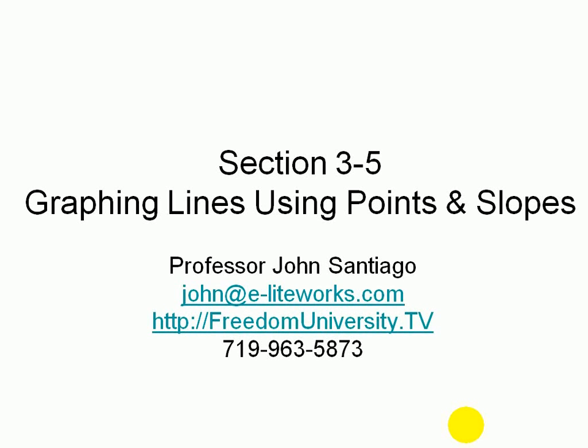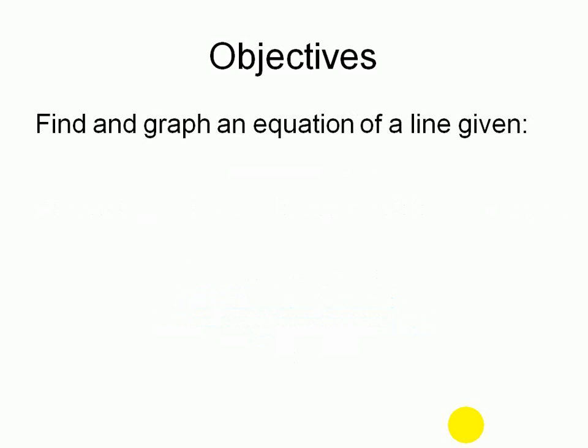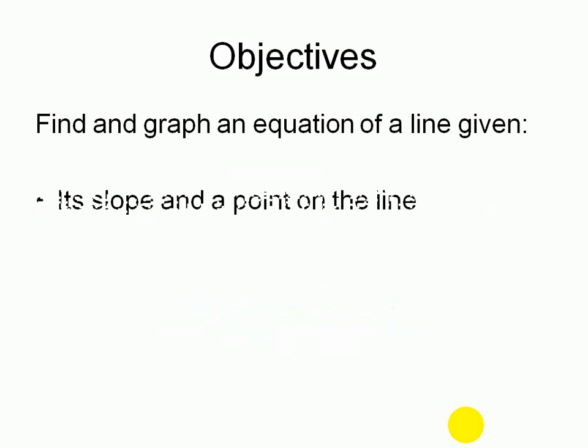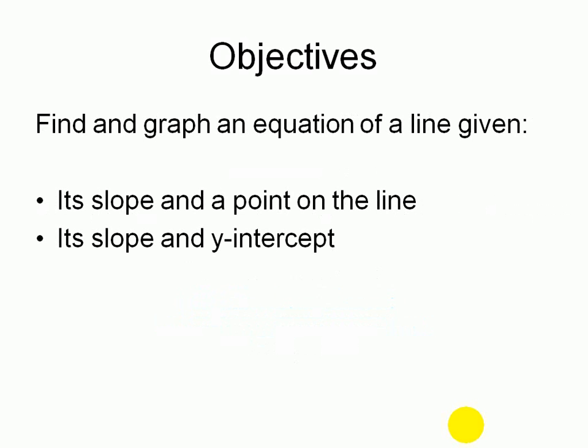What we're going to talk about today are graphing lines using points and slopes. The objectives are as follows. We're going to find and graph an equation of a line given its slope and a point on the line, its slope and the y-intercept, and 2 points on the line.